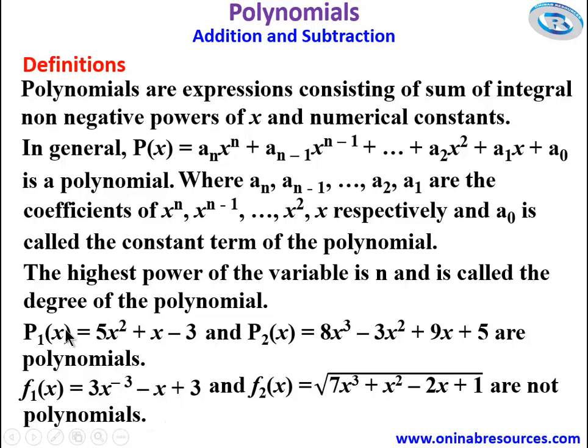If you can see, by definition, the sum of integral non-negative powers of x, and here there is negative power of x, so this is not a polynomial. Here, the fact that we have it as square root has disqualified it as a polynomial. So from here, we go into addition and subtraction.